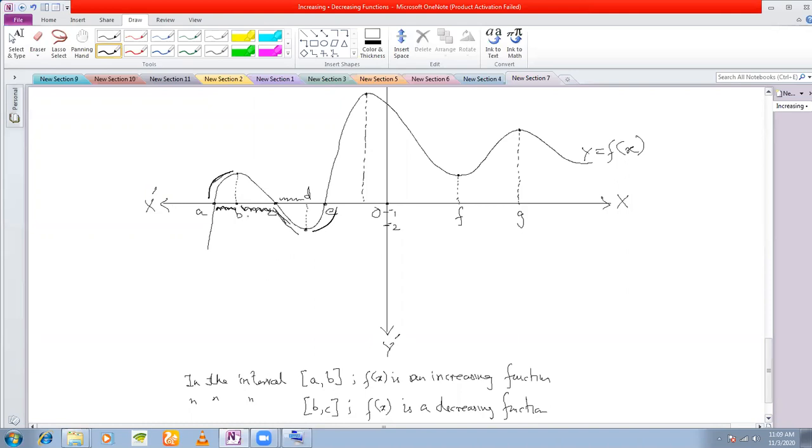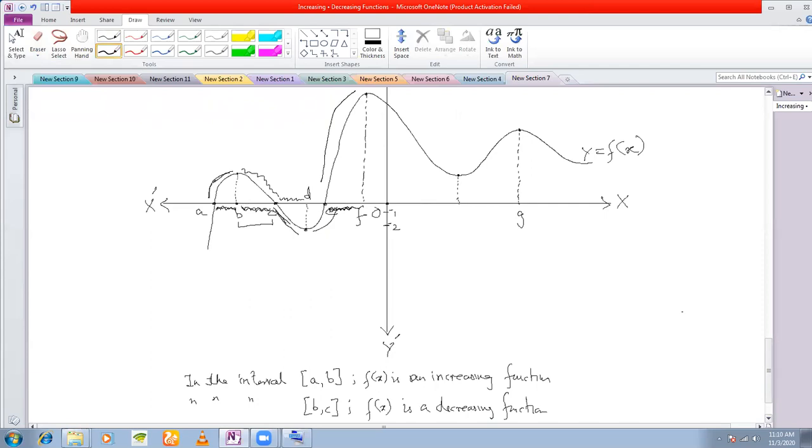In this interval, the value of x is increasing from B to C, right? But the value of y is decreasing, right? So therefore it becomes a decreasing function in this interval. Similarly, you can have this for this interval also. Can you tell me for this interval, suppose I call this F? It is an increasing function, because going from E upward to F, as the value of x is increasing, the value of y is also increasing. So therefore, it is an increasing function.